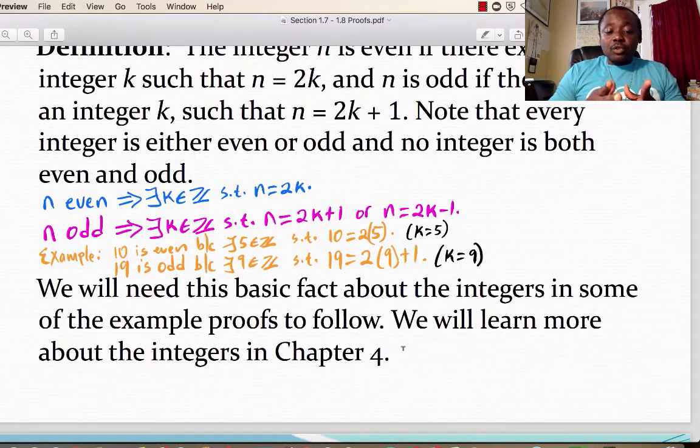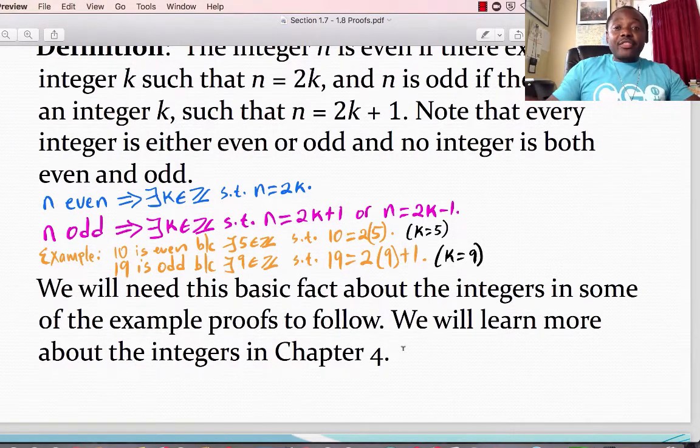Now, let me also mention that every integer is either even or odd, and there is absolutely no integer that is both even and odd at the same time. If that happens, math will no longer exist. That's very important. It's a very small basic fact, but we shall use it in the examples that will follow.